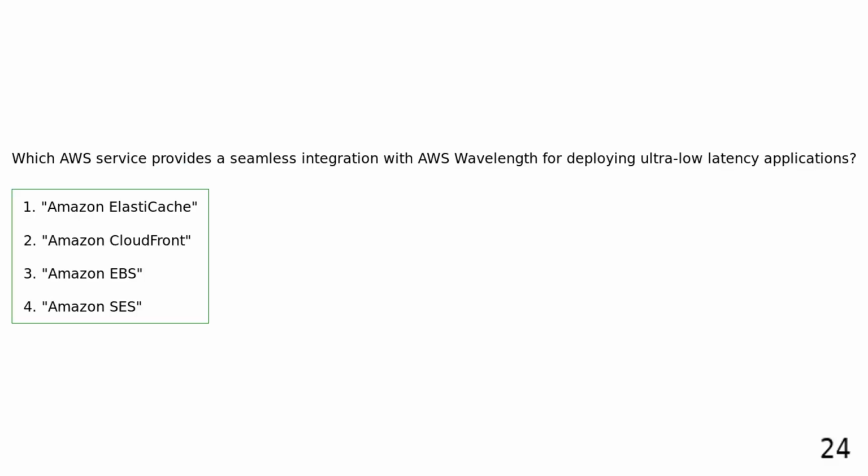Which AWS service provides a seamless integration with AWS Wavelength for deploying ultra-low latency applications? Amazon Elastic Lake. Amazon CloudFront. Amazon EBS. Amazon SES.